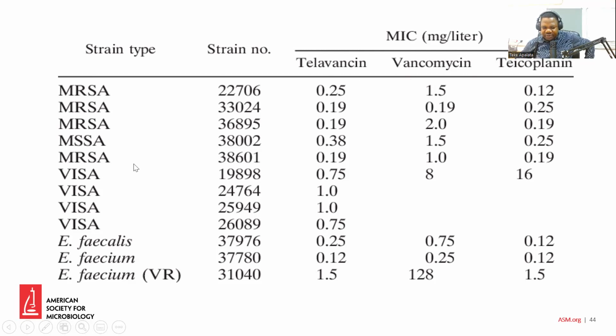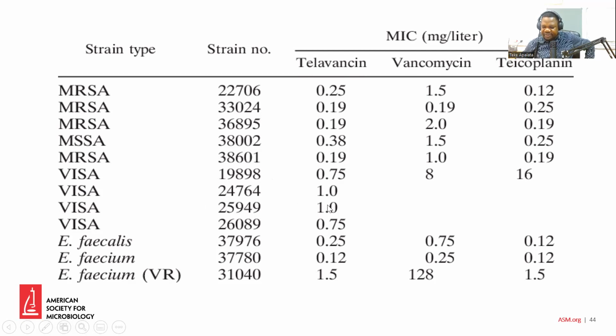But when we look at activity against vancomycin-intermediate Staphylococcus aureus, it's telavancin that has the lowest MIC. You can see those with a MIC of 8 that are vancomycin intermediate. Teicoplanin had an even higher MIC of 16, so you cannot choose it. So at least telavancin will be a good choice for treating VISA.